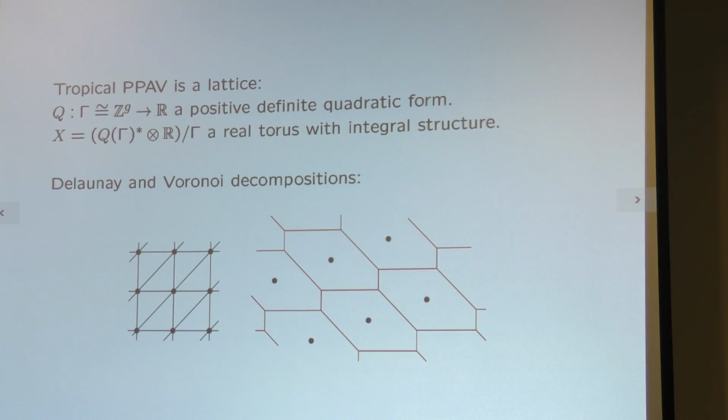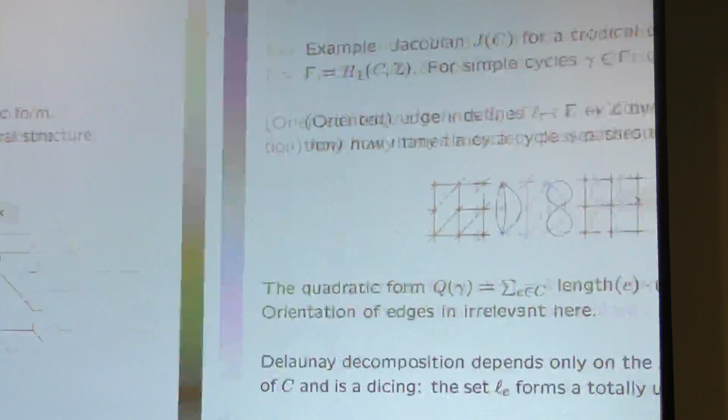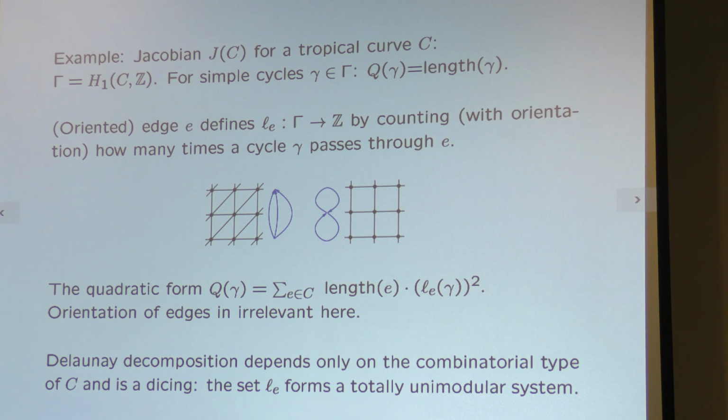And on this picture you see the integral structure: this is an integral slope, this is an integral slope, this is an integral slope, and the black dots are this period lattice gamma. So we have to mod out by this gamma to get the torus. All right, so the first example of a principally polarized abelian variety is the Jacobian.